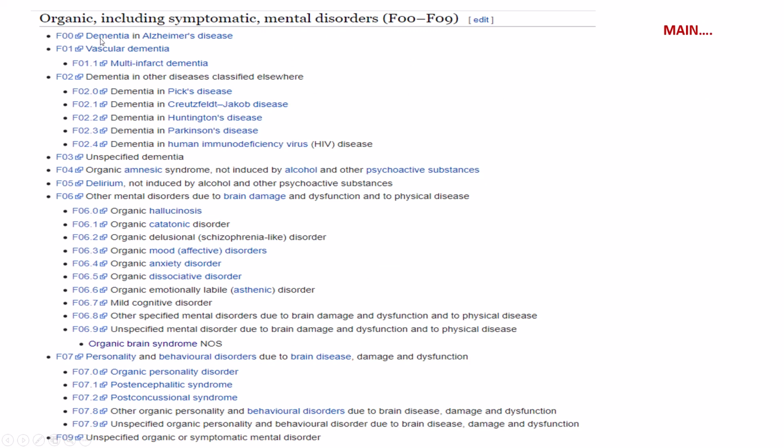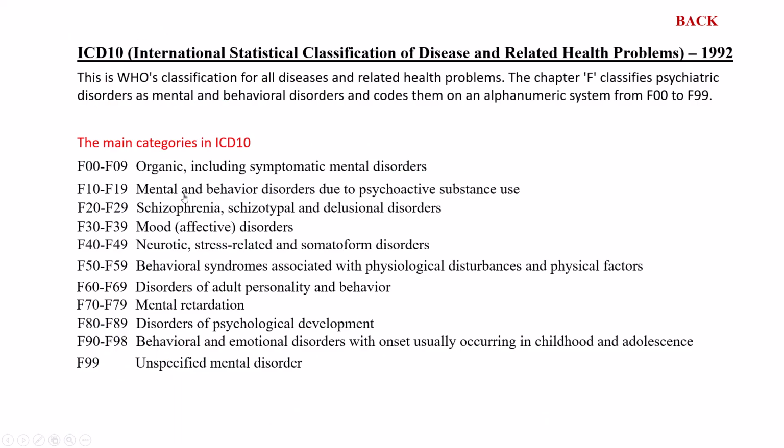In this you see F00 dementia, F01 vascular dementia, and under these there are further classifications, like F01.1 multi-infarct dementia. Like this F00, F01, F02, F03, F04, F05, up to F09 unspecified organic or symptomatic mental disorders. So F00 to F09 is how they classified the organic mental disorders. Another block is F10 to F19, mental and behavioral disorders due to psychoactive substance use: alcohol one category, opioids one, cannabinoids one, sedative hypnotics, like this, based on substance abuse products they have categorized from F10 to F19.